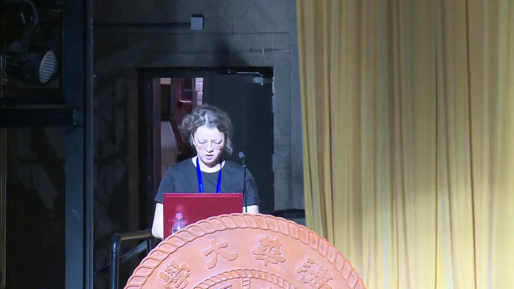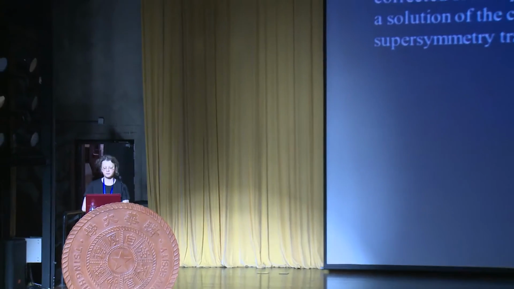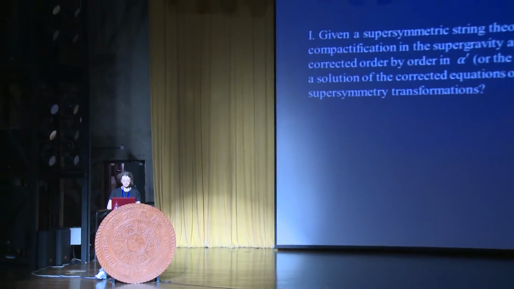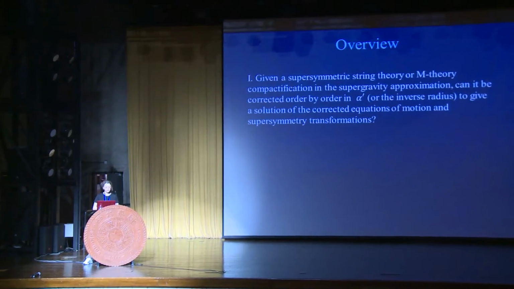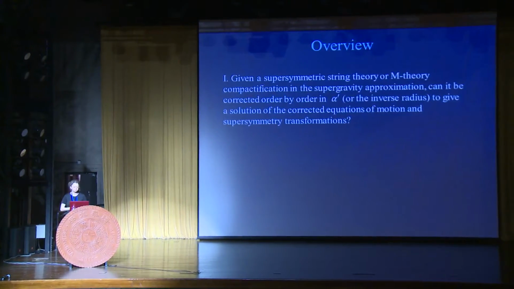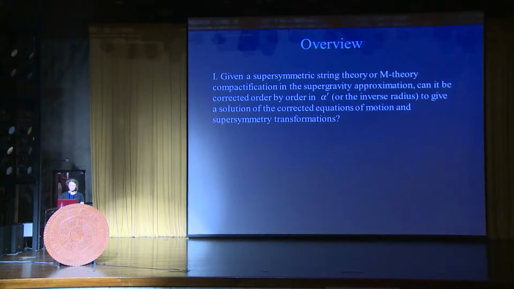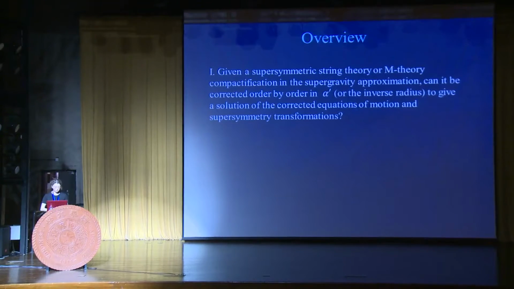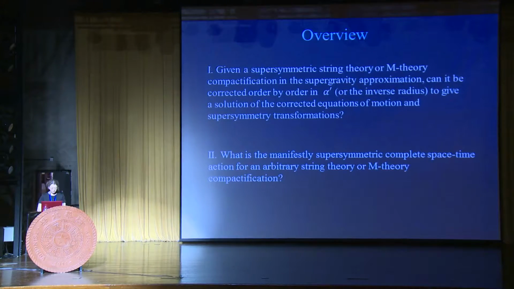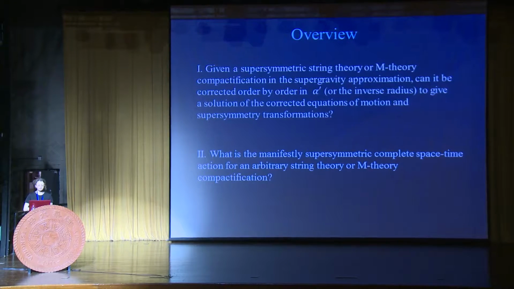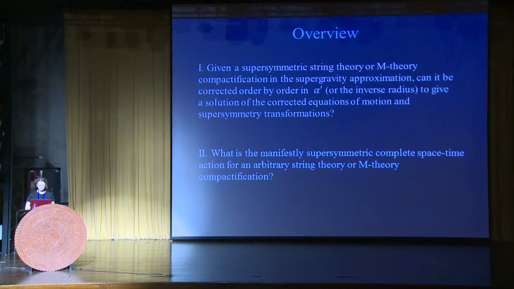So the title of my talk is Space-Time Action for G2 compactifications in superspace, and we will be dealing with two main themes. First of all, given a supersymmetric string theory or M-theory compactification in the supergravity approximation, can it be corrected order by order in alpha prime to give a solution of the corrected equations of motion and supersymmetry transformations? Now, the second topic deals with the question, what is the manifestly supersymmetric and complete space-time action for an arbitrary string theory or M-theory compactification?